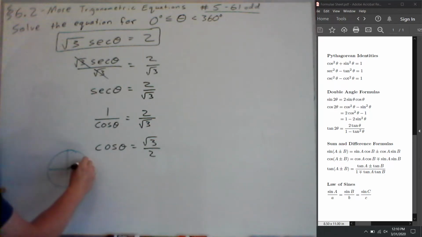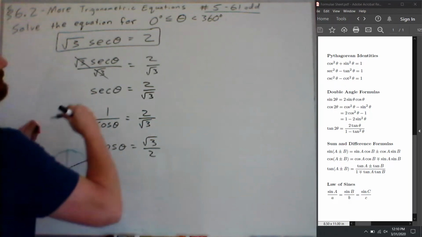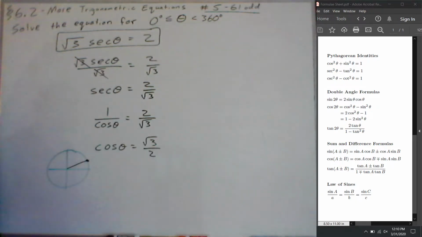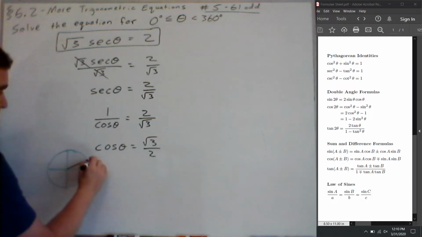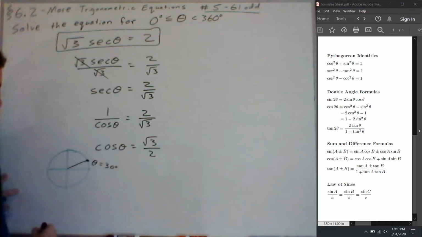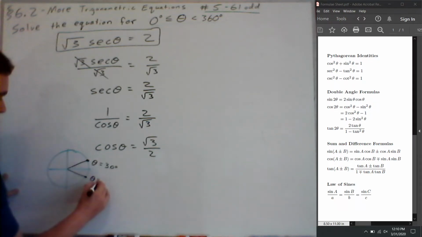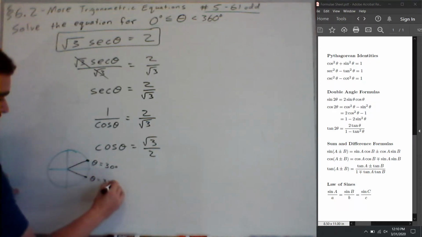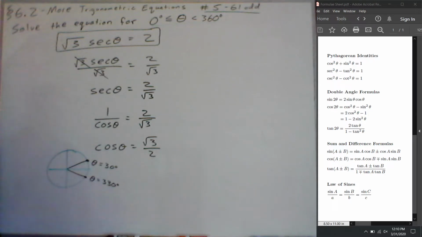Well, it's positive, so it's going to happen here. And again, we're sticking between 0 degrees and 360 degrees. So I'm going to use degrees and say that this happens when theta is equal to 30 degrees. I get a positive root 3 over 2. But cosine is also positive down in quadrant 4. So it'll happen again when theta is equal to 330 degrees. So my reference angle is 30 degrees. I put that down into quadrant 4 to pick up the other one.